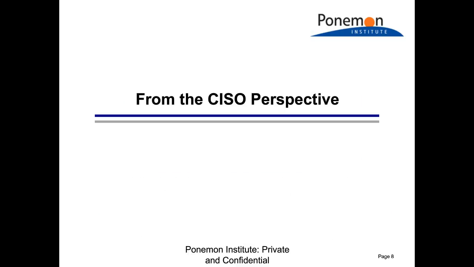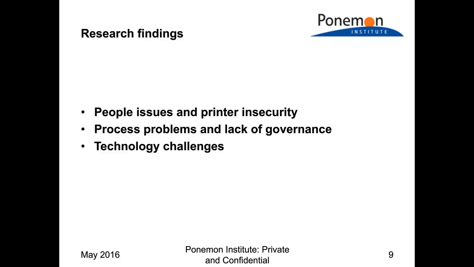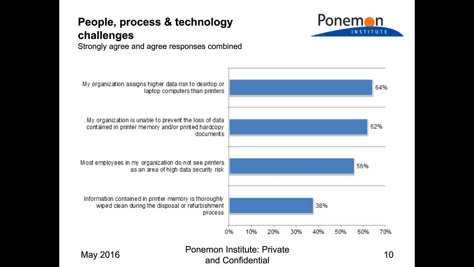So the first thing we're going to do is talk about the problem of insecure printers from the CISO's perspective. The research findings in general talk about people-related issues as well as inherent technology problems or printer insecurity. So we'll talk a little bit about the issues that have been identified by our distinguished respondents to the study, and we'll also talk a little bit about some of the challenges and some of the potential issues that can be overcome. So there's a lot to do here, a lot of data points to share, and I'm going to just move through this pretty quickly.